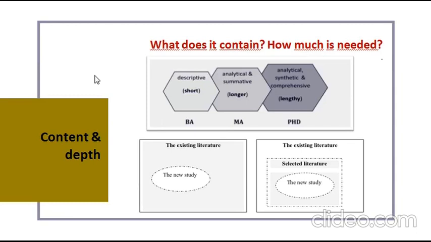We come now to discuss the content and the depth of the review of literature. What does the review of literature contain? And how much information is needed? In general, the review of literature should contain two things. Firstly, the main results of previous studies reported on. And the second thing is some theoretical backgrounding to the new study, discussion of theories, discussion of concepts, definitions, and so on. We should emphasize that the review of literature contains relevant material.